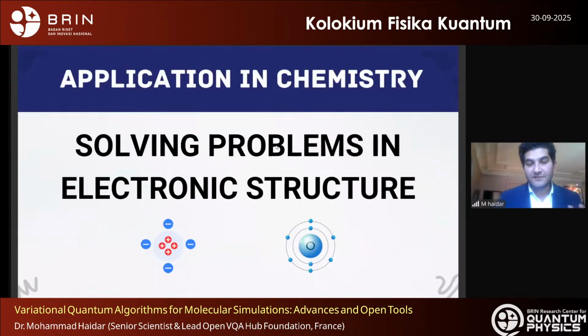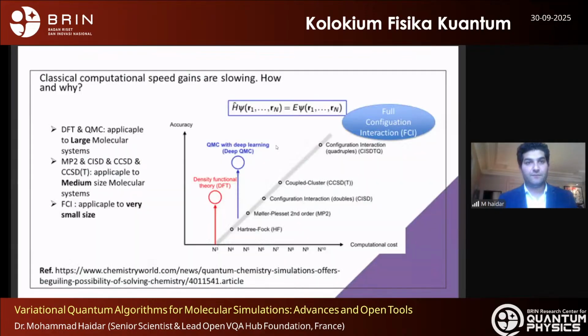In the chemistry problem, I'm going to focus on solving problems with electronic structure methods. So I'm going to work only on the electrons, how they are correlated and how we compute their energies. That's why we call it the electronic structure method. So why are classical computations slow? As you have seen in the figure, the vertical axis is the accuracy, and here is the computational cost with the number of electrons in your system.